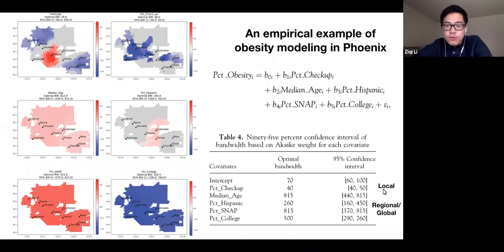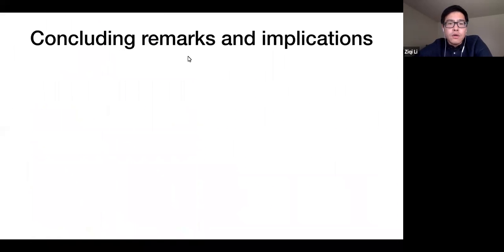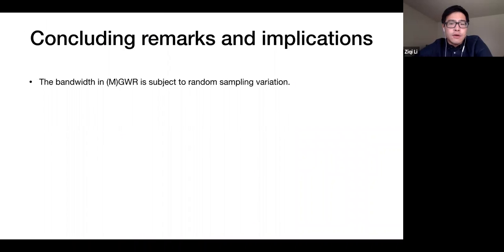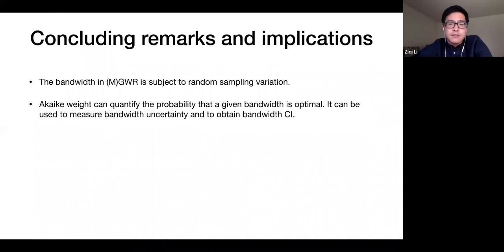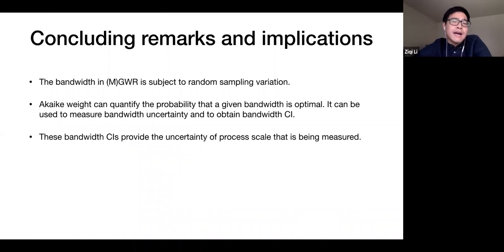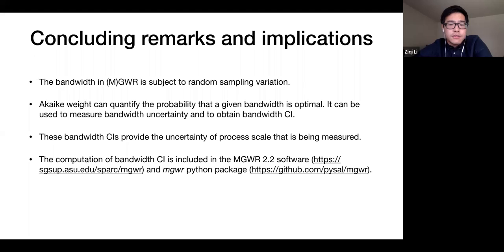So basically we can quantify which processes are very local and which are regional and global. Concluding remarks: we find that the bandwidth is subject to random sampling variation that hasn't been investigated in the literature, and we find a way to use AIC weights to quantify that uncertainty and obtain the bandwidth confidence interval. This bandwidth confidence interval provides very important information about the uncertainty of the spatial process scale that's being measured.